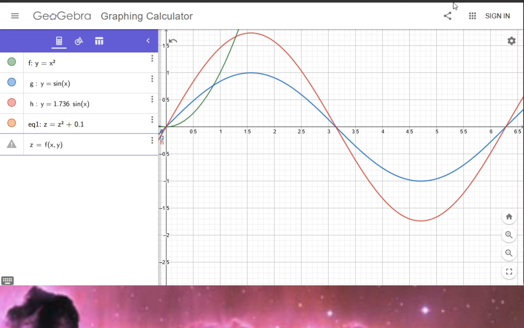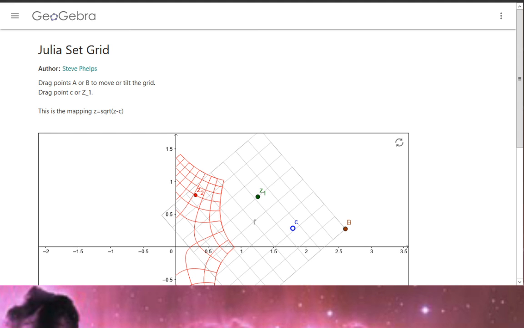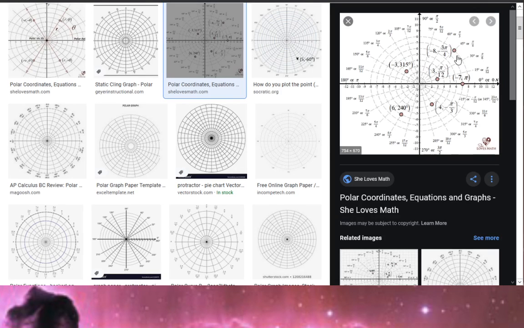So I guess, could we relate a sine wave as an x and y value? Can we relate polar values to the sine wave?